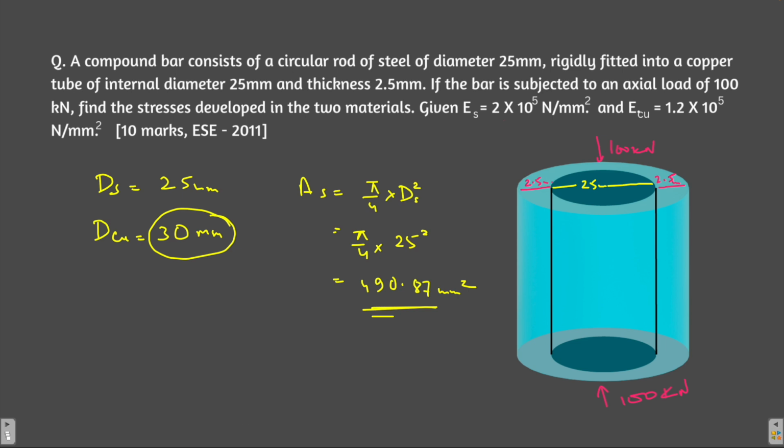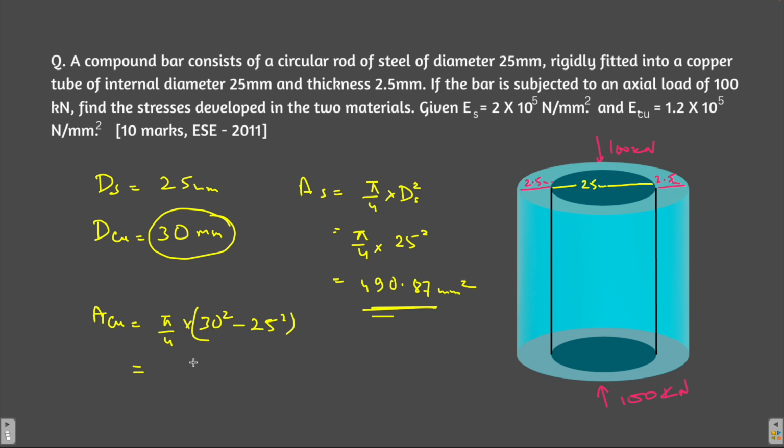Which is hollow cylindrical in shape. So let's do that. You can say area of copper is equals to pi by 4 into 30 square. This will give you the area of the entire rod minus this area of steel gives you the area of the copper. Or you can just write it like this also: pi by 4, the outer diameter square minus the inner diameter square will give you the area of the copper rod.